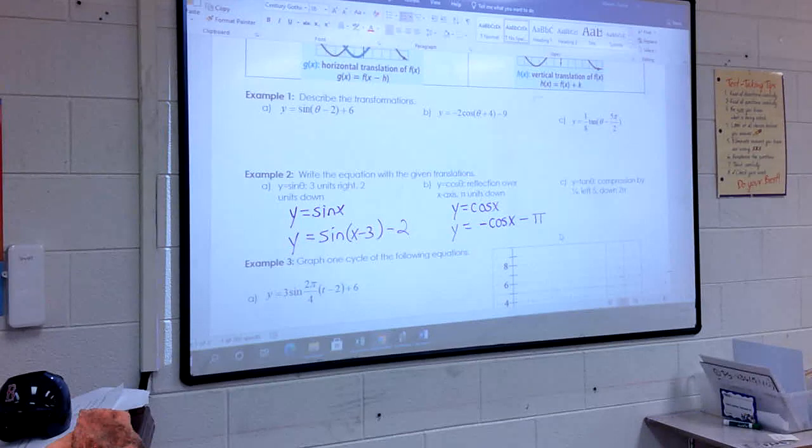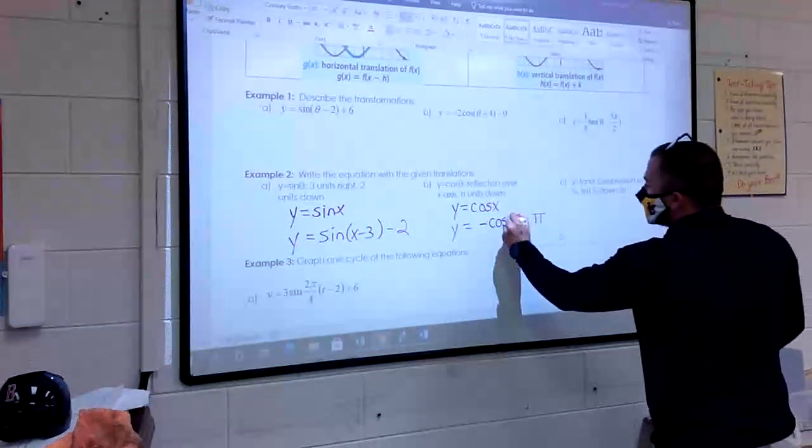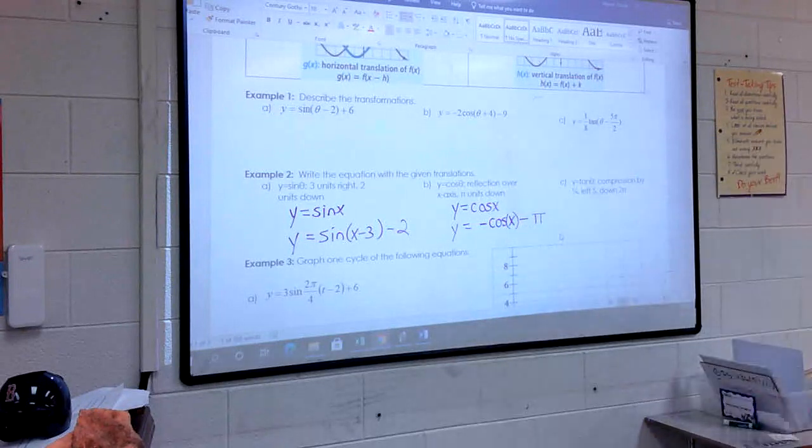So the negative in front gave me the reflection. And then that's outside of the parentheses. We're not even talking about the parentheses. If you want to put a parentheses here, you can. But on the outside is when we move it up or down. So this says it's going down by pi. So we just put minus pi.